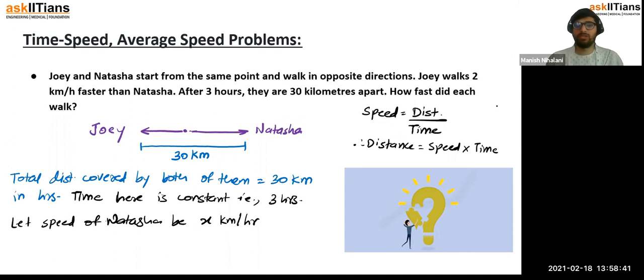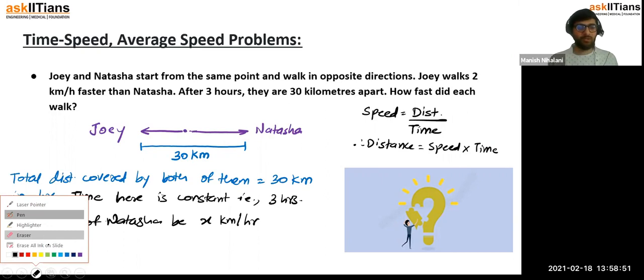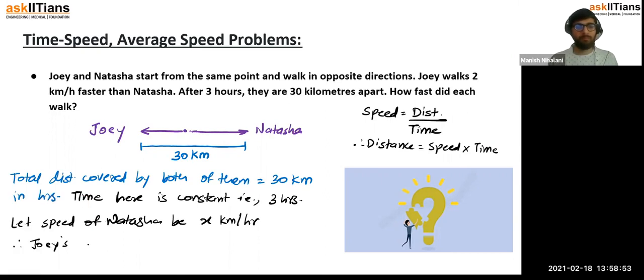It is clearly given in the question that Joey walks 2 kilometers per hour faster, therefore what will Joey's speed be? I am writing Joey, yes, Joey's speed would be x plus 2 kilometers per hour. So now we can say clearly that the total distance covered by them is 30 kilometers.